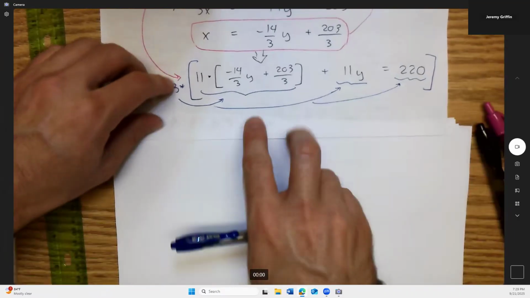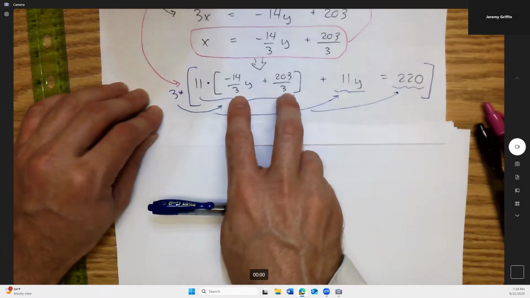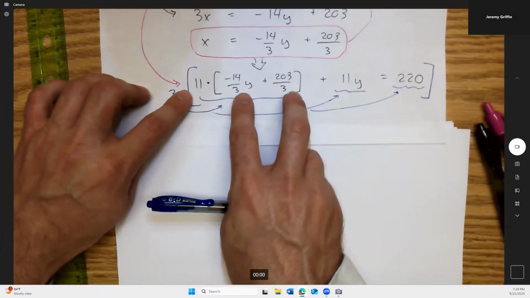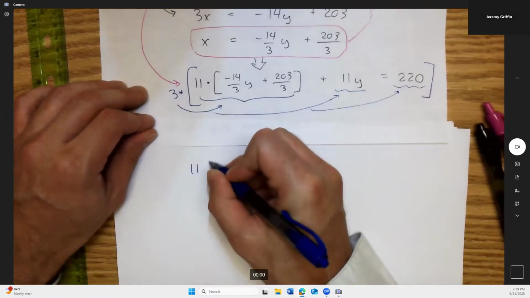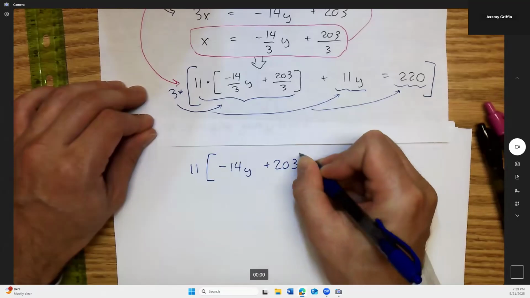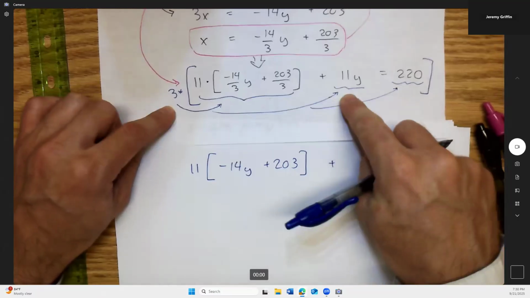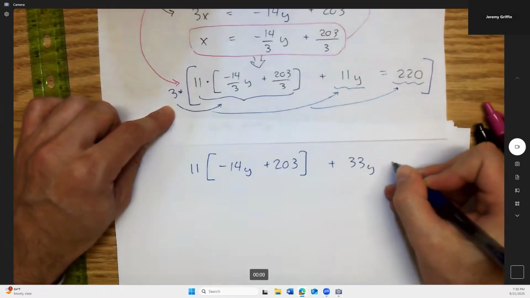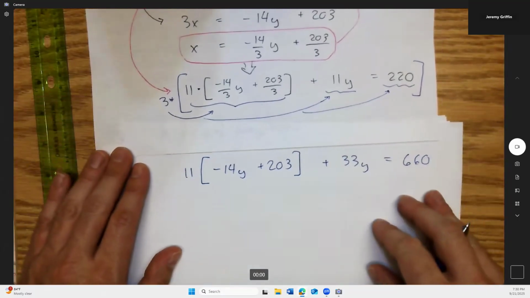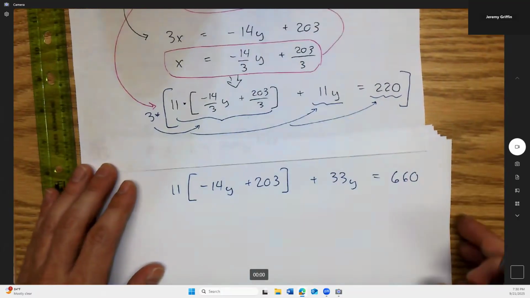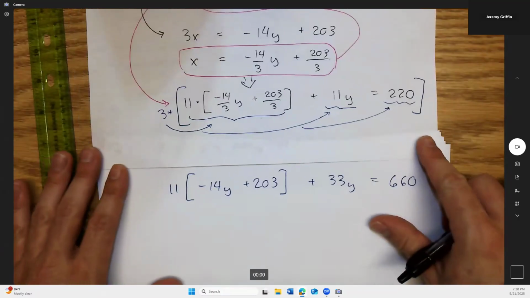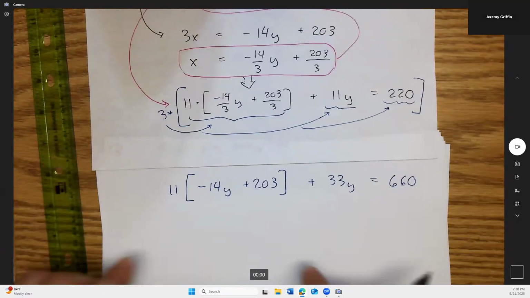The way that would work is, since I have 2 fractions inside of these brackets added up together, I can take the 3 and distribute it there and just leave this 11 alone. So the 11 times negative 14y plus 203. And now the 3 does distribute here, gives me 33y, and it also distributes here, gives me 660. There's more ways than one to do this. I'm just picking one particular method. If you do a different way, there are different paths through the forest to get the same answer. I just like getting rid of that fraction, I suppose.